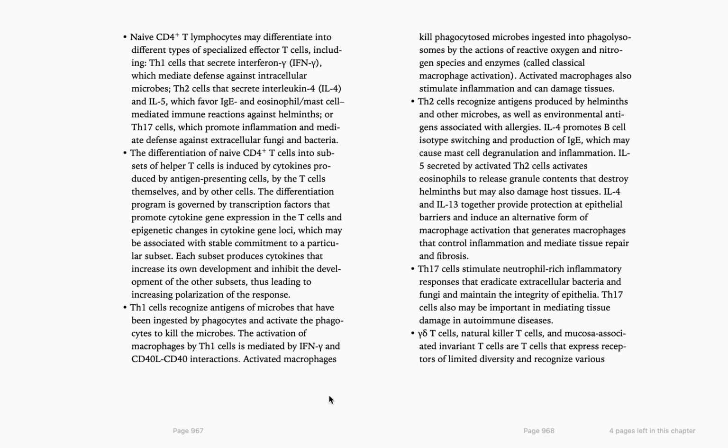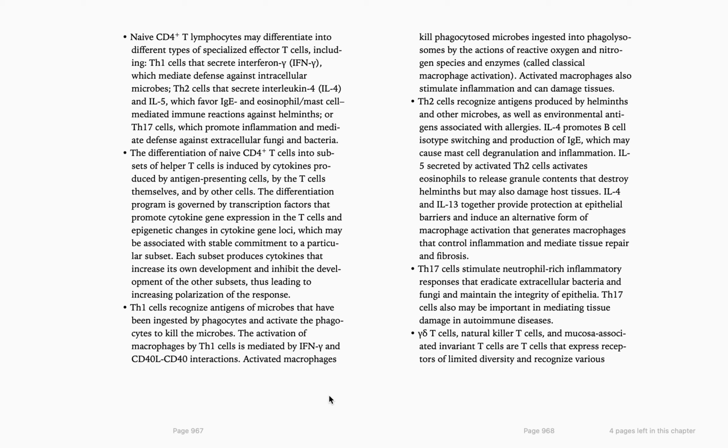The T helper 1 cells recognize antigens of microbes that have been ingested by phagocytes and activate phagocytes to kill microbes. The activation of macrophages by T helper 1 cells is mediated by interferon gamma and CD40 ligand and CD40 interaction. Activated macrophages kill phagocytosed microbes ingested into phagolysosomes by the action of reactive oxygen and nitrogen species and enzymes, called classical macrophage activation. Activated macrophages also stimulate inflammation and can damage tissue.